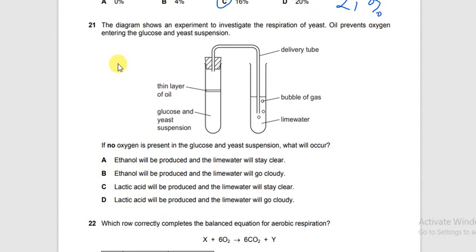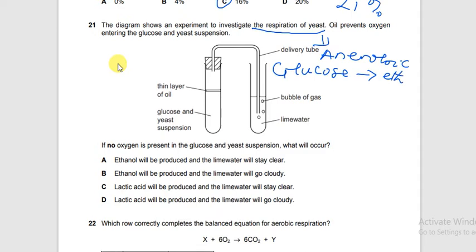The diagram shows an experiment to investigate respiration in yeast. Now, respiration in yeast is an anaerobic process. If it's anaerobic, it doesn't make use of oxygen. So glucose will be broken down in the absence of oxygen to give you ethanol, and carbon dioxide will be given out in the process as a gas. So the bubble of gas here will be carbon dioxide. When you want to test for carbon dioxide, you use lime water, and lime water will now become what?